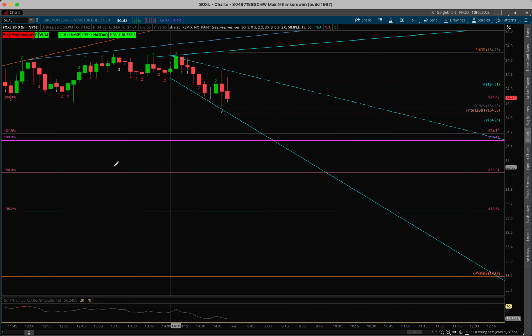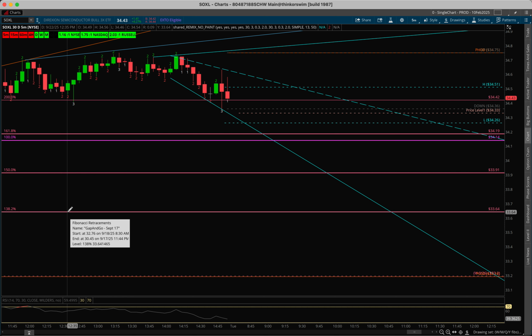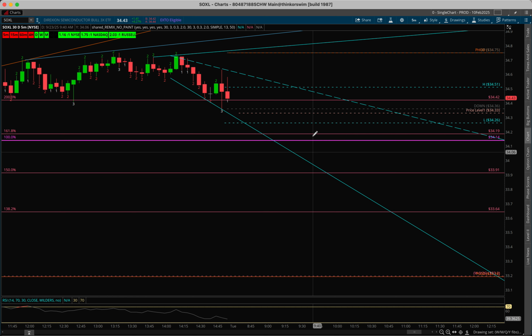And so we've got these fib extensions that are coming back into play from this September 17th gap and go. So your first target would be that 34.19, which falls in line with the 34.14, which is last week's high. So we could just be finding support there for the bounce.